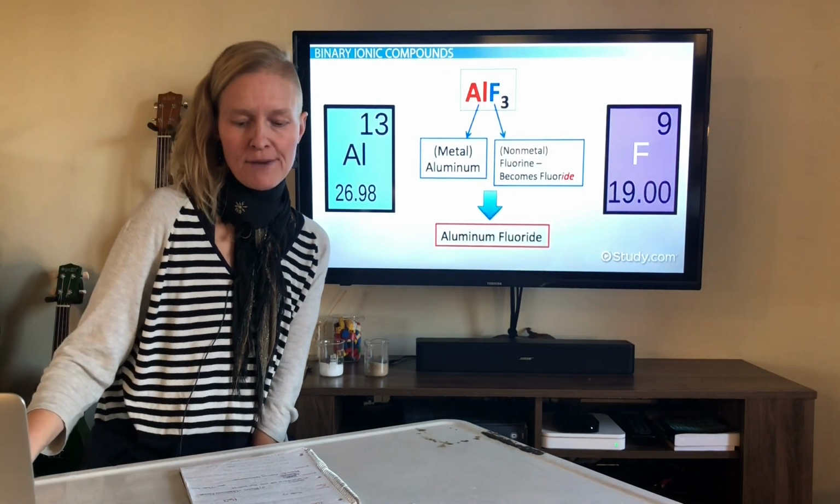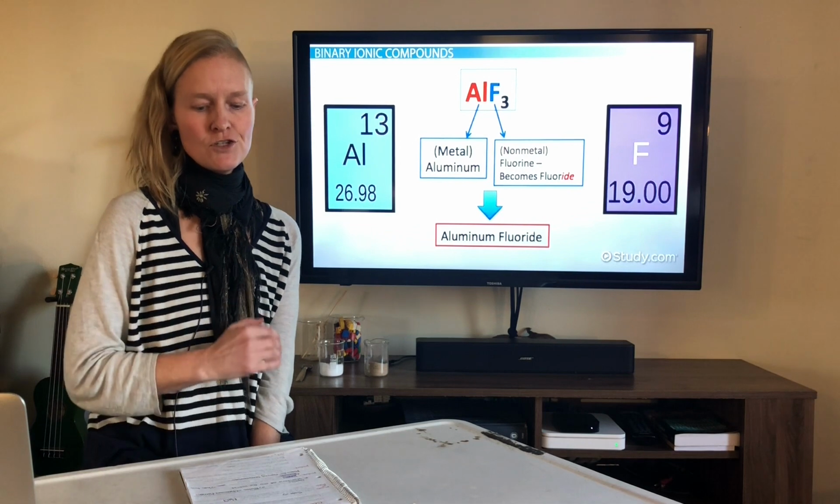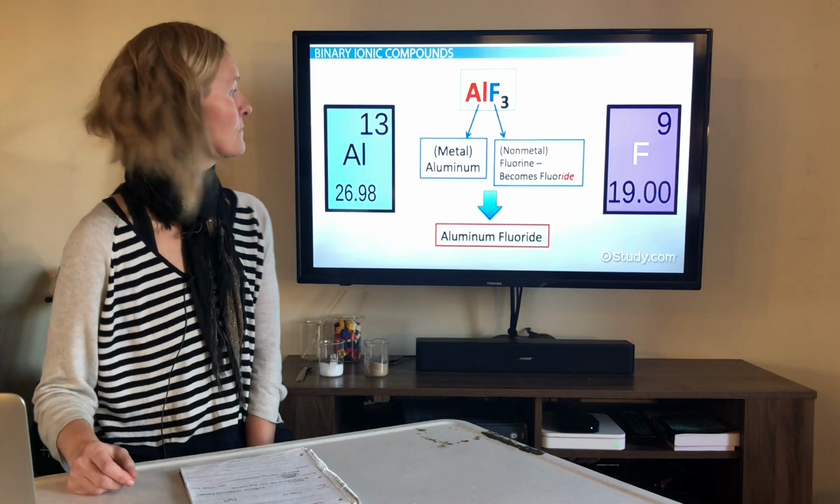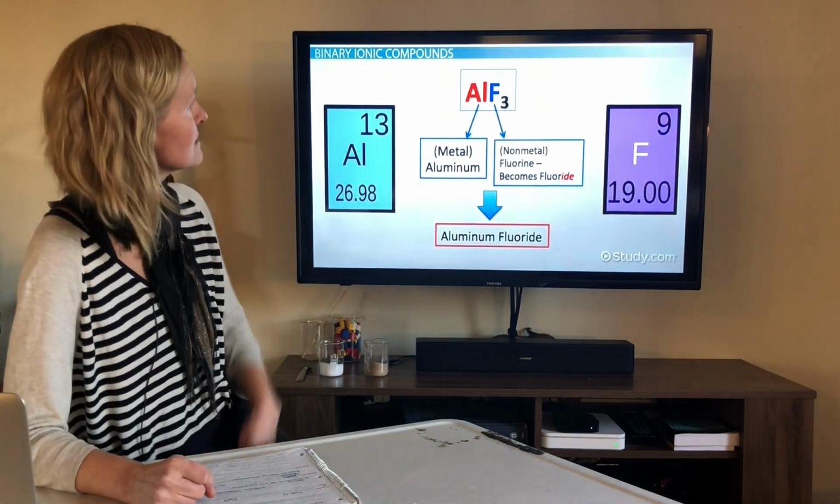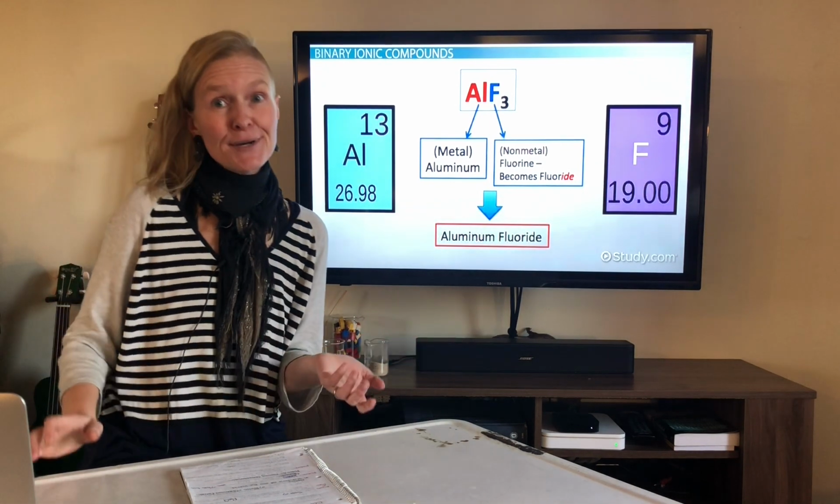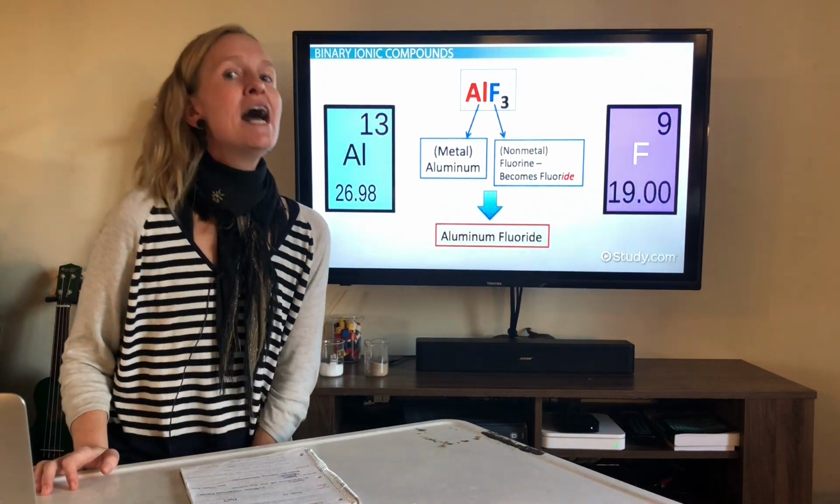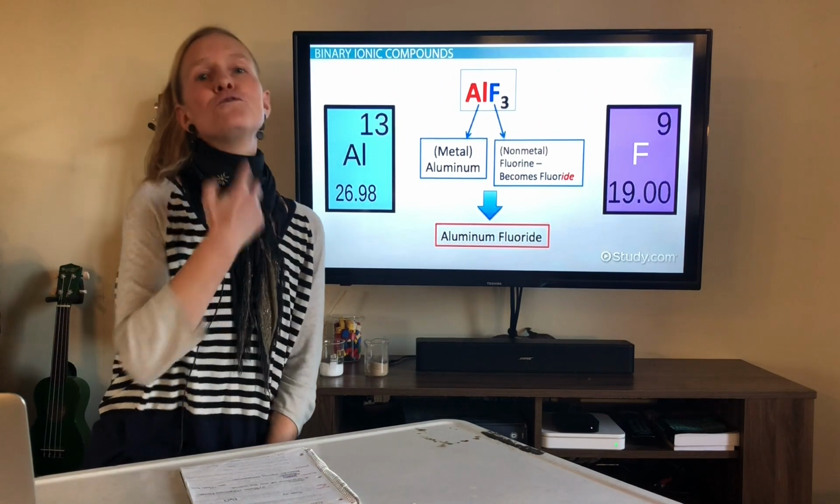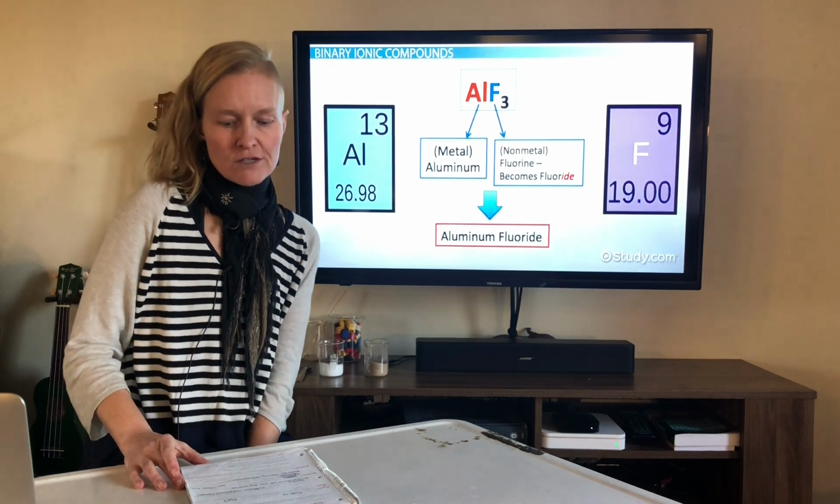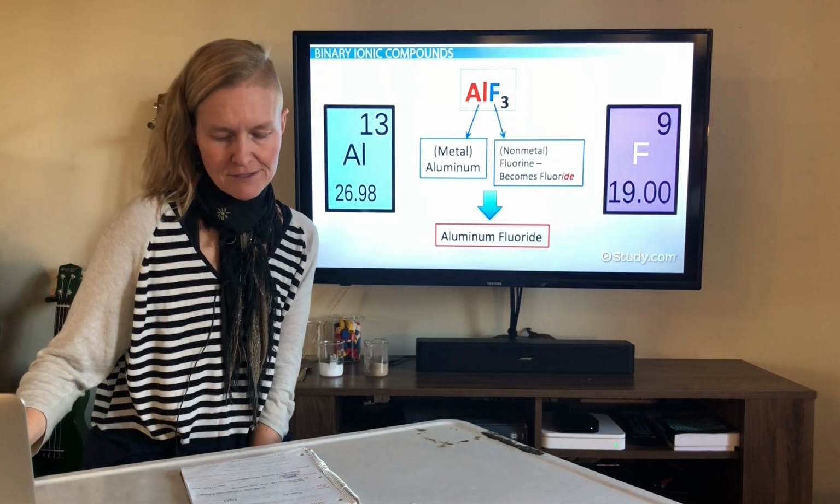A binary compound, binary means two, has two elements such as sodium chloride. Or in this slide, we have aluminum and fluorine, so a metal and a non-metal coming together to form aluminum fluoride. And if you remember from the last video, the metal and the non-metal form an ionic bond with each other. So there are different rules for naming these compounds.